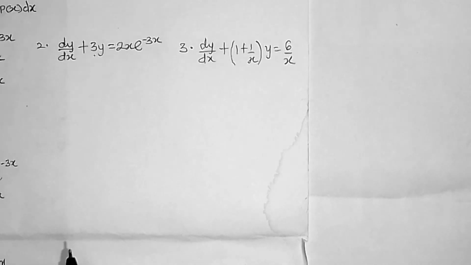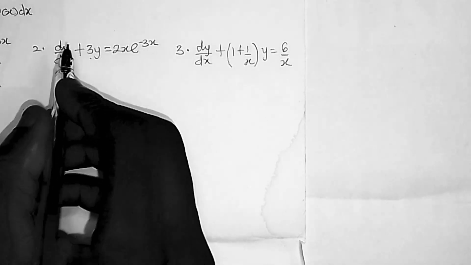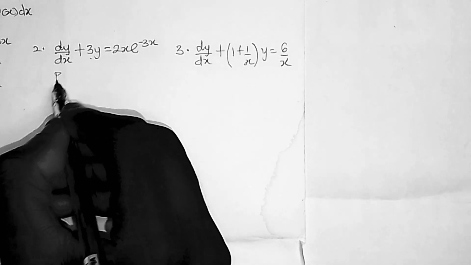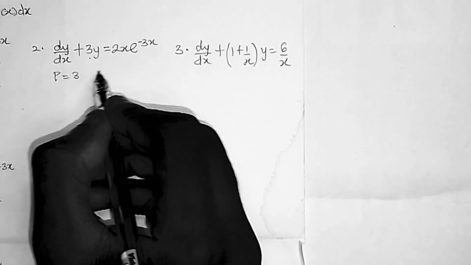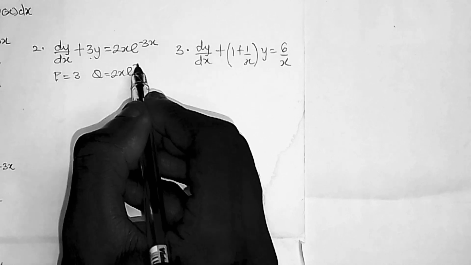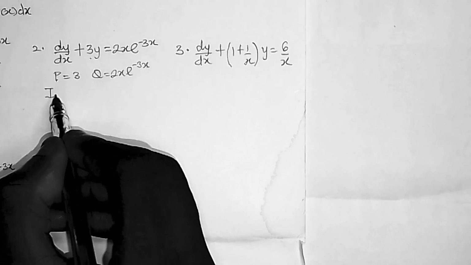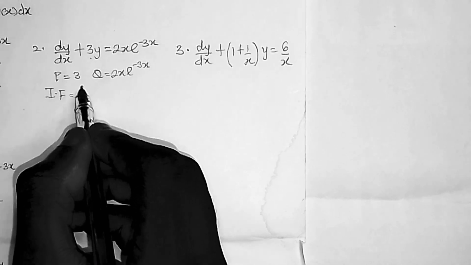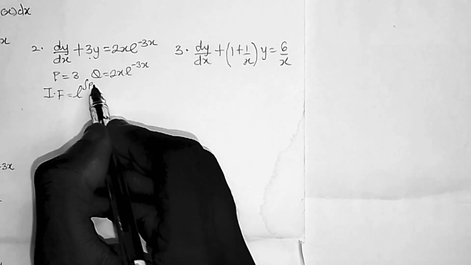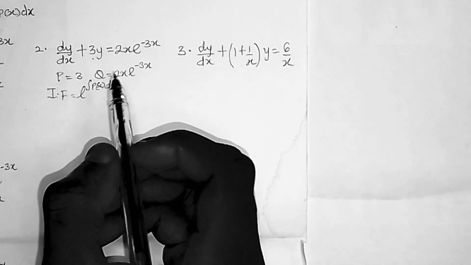So now let us solve this second example. To do that, this is already in the form. So what we just need to do is to know our p. Our p here is what? 3, and our q here is what? 2x exponential minus 3x. Are you seeing that now? Then after that, what will you have? You are going to have your integrating factor, which is what? Exponential integral of what? P of x dx. Are you seeing that now?